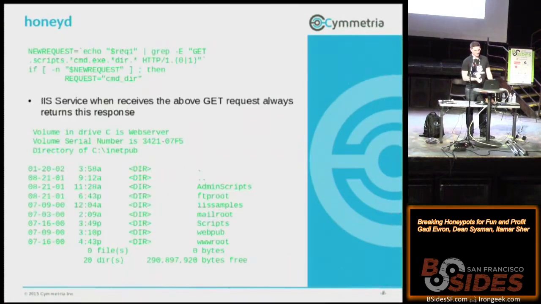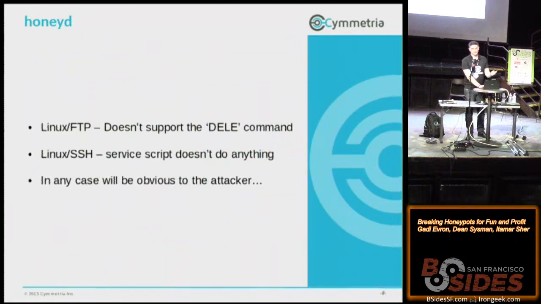For example, the IIS service, when it receives a specific GET whose purpose is to find shell execution vulnerabilities, always returns the same value. And as you can see, the problem with that is that this is a service that nobody has used in 16 years, judging from the dates of the directory answer. So this is not very believable, and it also returns the exact same answer all the time. The number of bytes free is the same, the serial number is the same. It's pretty easy to recognize. Some of the other scripts suffer from the same problems. In any case, it will be obvious to an attacker interacting with HoneyD that it's actually HoneyD.